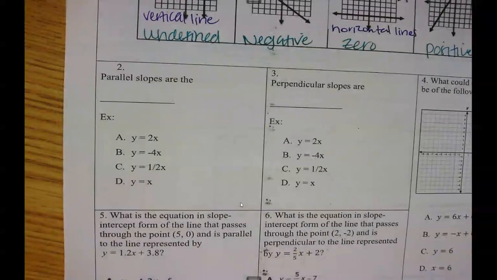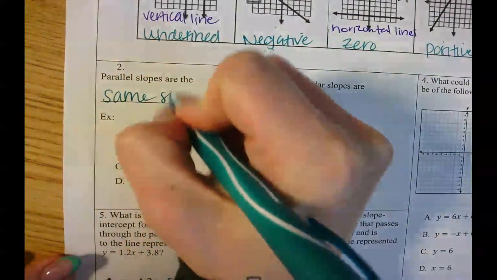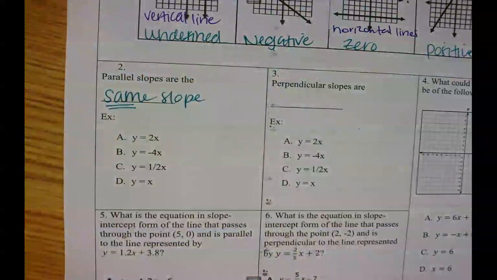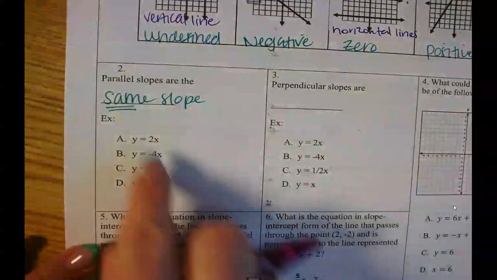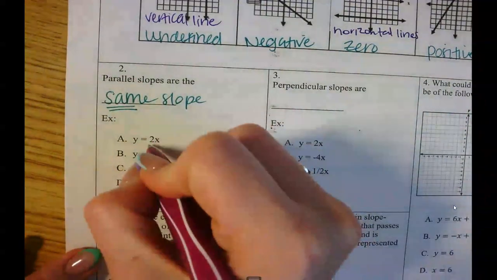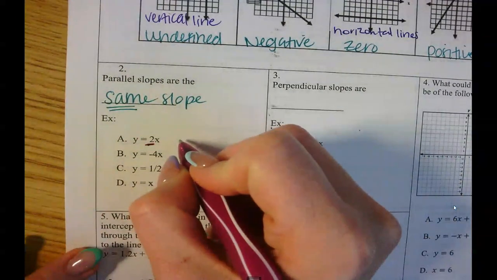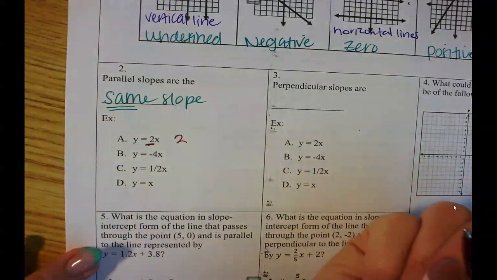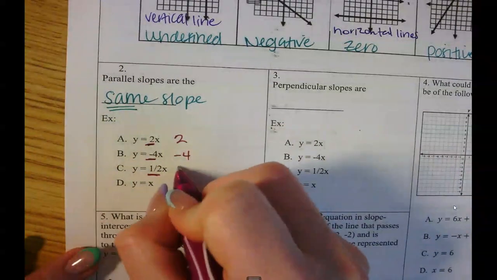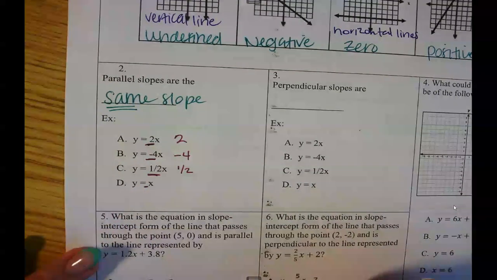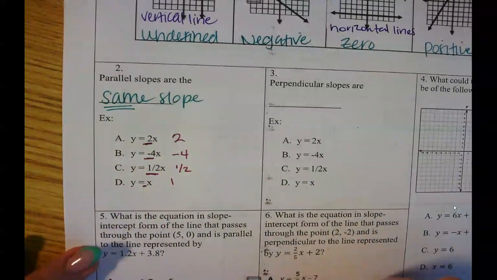All right. Parallel slopes are the same slope. They're the same, meaning the slope is the same. So if we want a line that is parallel to y equals 2x, this is my slope. So parallel slope would be 2. Literally, parallel means the same. This is a 1, so the slope would be 1.